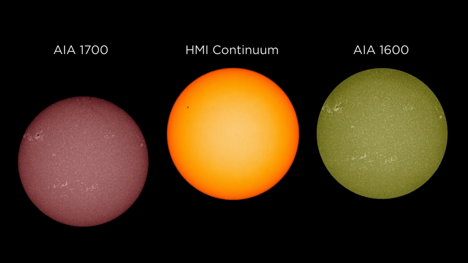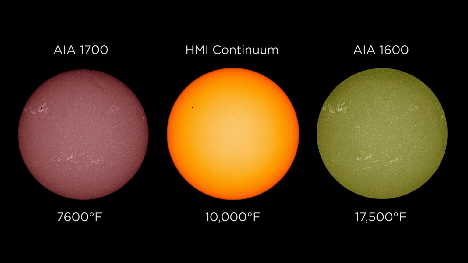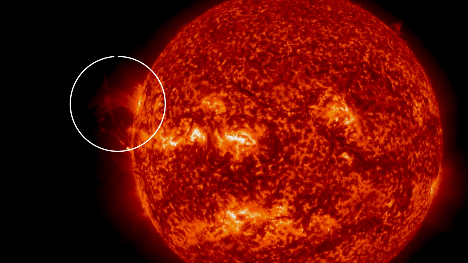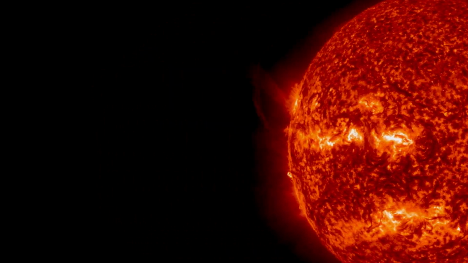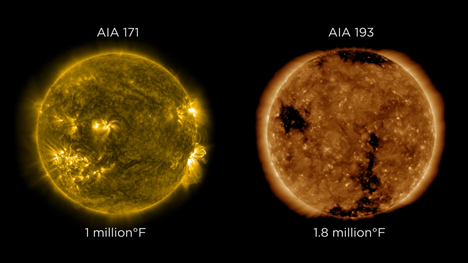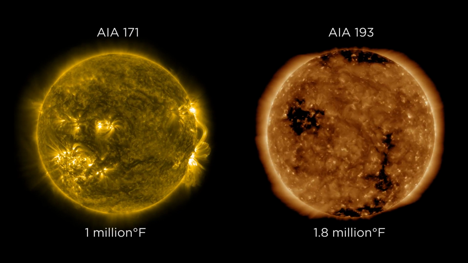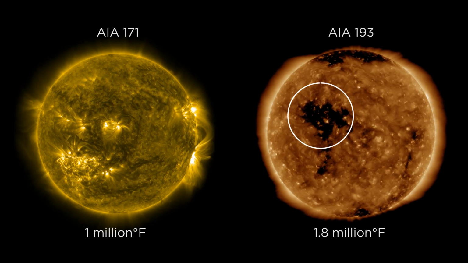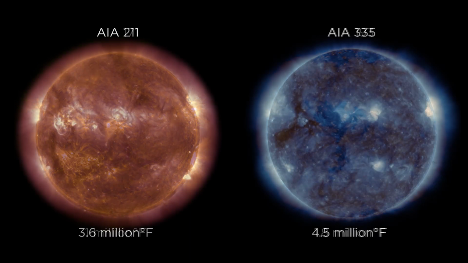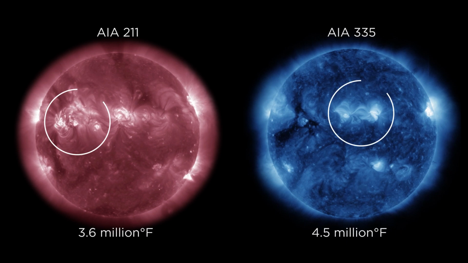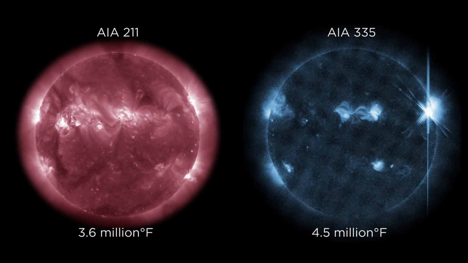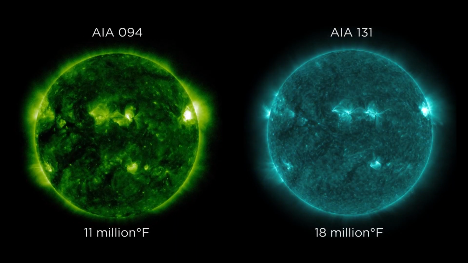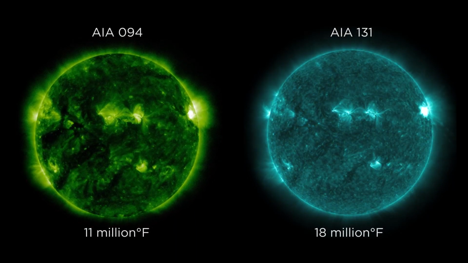These wavelengths show us the sun's upper atmospheric layers at different temperatures. This wavelength highlights filaments and prominences. These wavelengths highlight the corona, the sun's atmosphere that is much hotter than the sun's surface, and shows features like coronal loops and coronal holes. The wavelengths here reveal the sun's active regions, which have intense magnetic activity that sometimes give rise to eruptions. These wavelengths can see the hottest material in a solar flare.